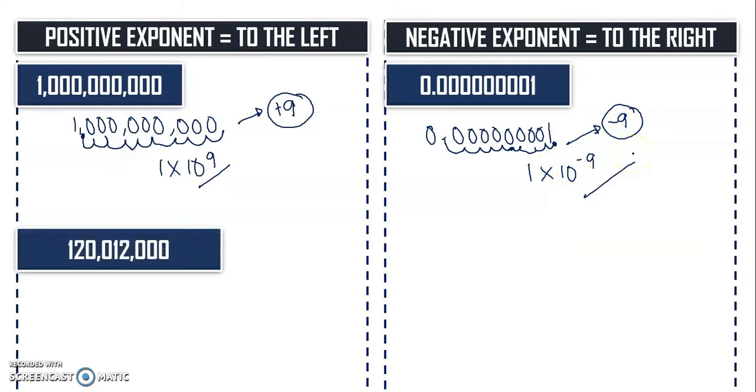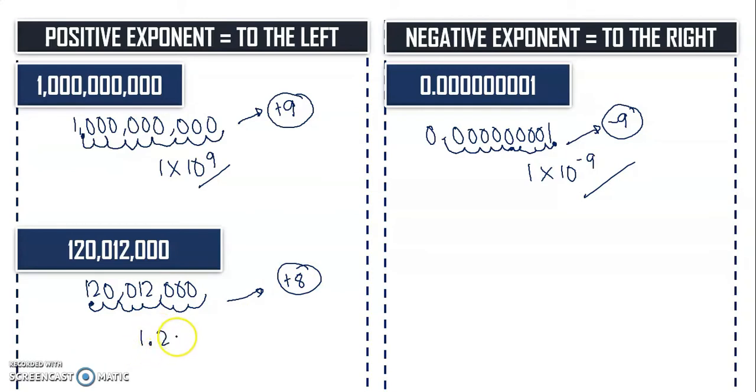The next example is 120,012,000. This is just the same process as the first one. Move the decimal point to the left and count the number of times it has moved. In this case, it is 8. Therefore, the exponent is positive 8. And the final answer is 1.20012 times 10 raised to 8.